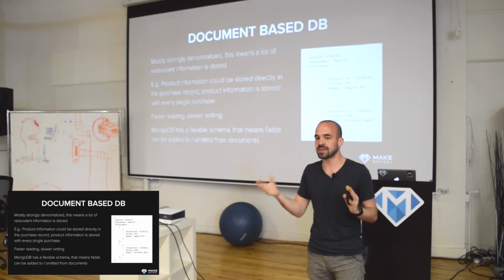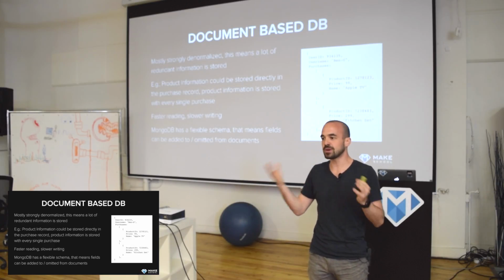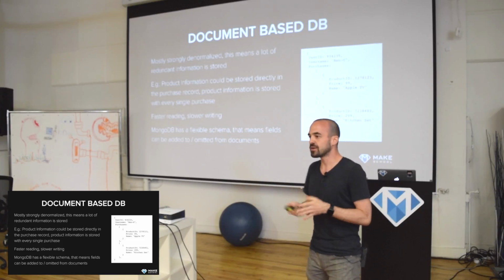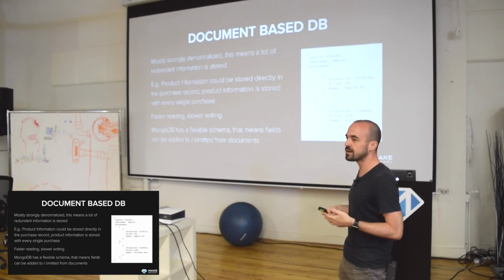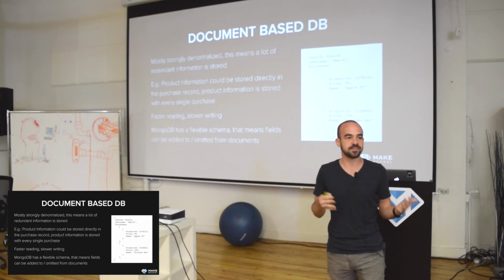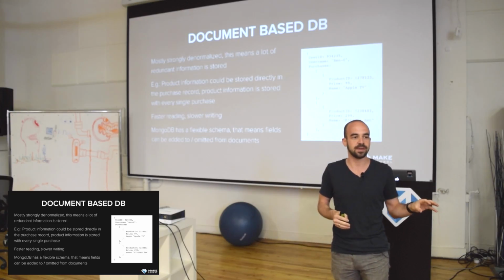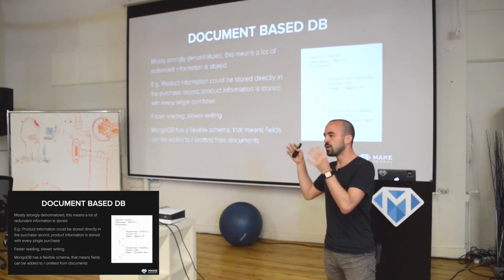You can use both types of databases with different degrees of normalized data models. So you could still have this and only have the product ID in here. But I'm showing you kind of the extreme cases of how typically document-based databases are used and how typically relational ones are used.